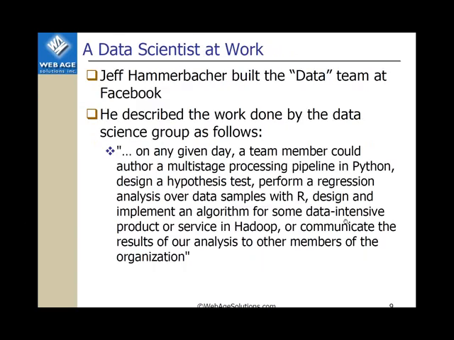Jeff Hammerbacher used to be a data scientist who built and led the data scientist group at Facebook. So what he described as his group's activities on a given day, you would be doing any of those activities, right? A hypothesis test, it's just a basic statistics thing, but at the same time, you would be going through data-intensive processing using Hadoop. And again, let me reiterate, communicate the results of the analysis. That communication is very important.